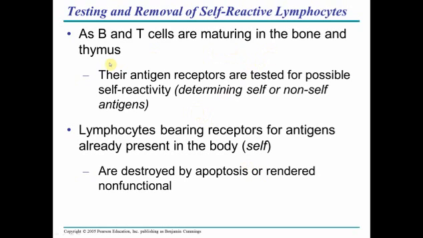Now, as they're maturing in the bone marrow and the thymus, the receptors on these cells are tested for self-reactivity. So you run through this check and make sure that these receptors aren't going to bind to any of your own proteins and attack your own body, to determine self from non-self. Sometimes this checking mechanism doesn't work, of course, and we get autoimmune diseases, such as in diabetes or multiple sclerosis. And then any lymphocytes that bear receptors for self-antigens are ideally destroyed, right?